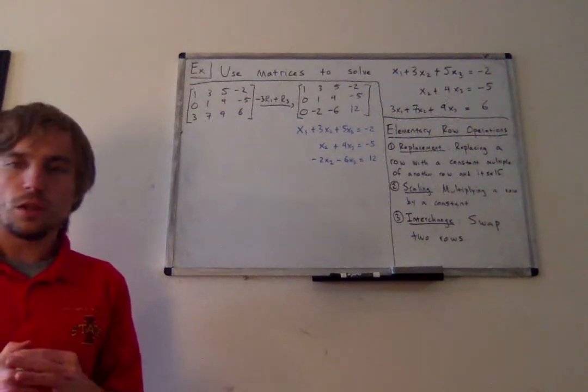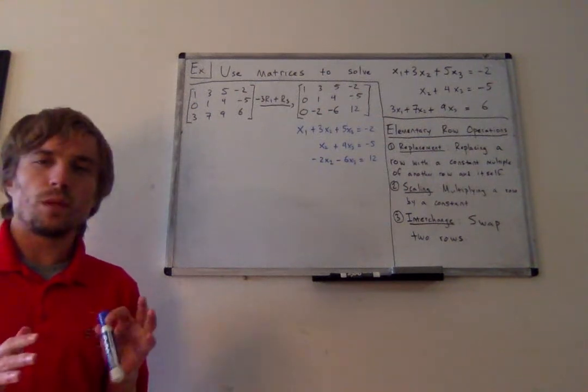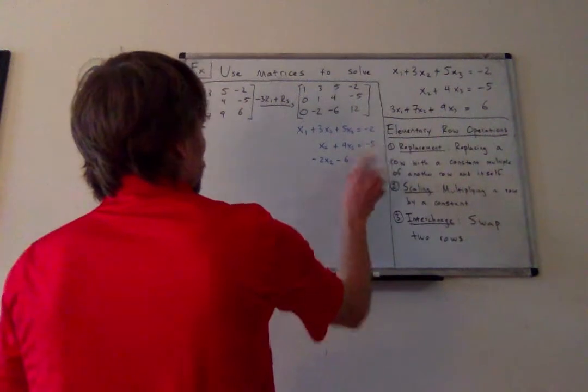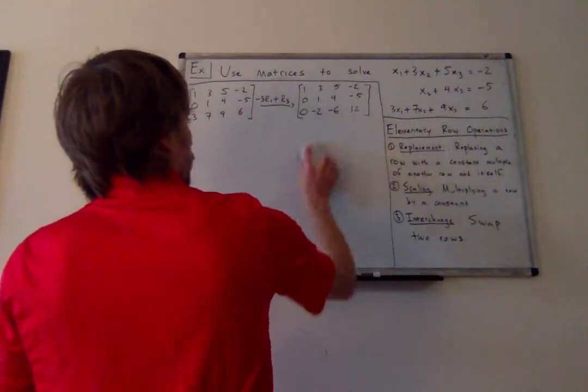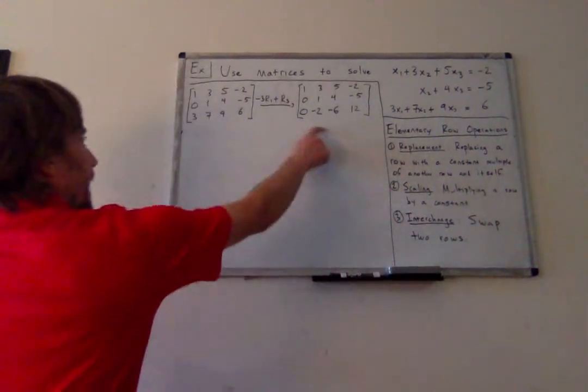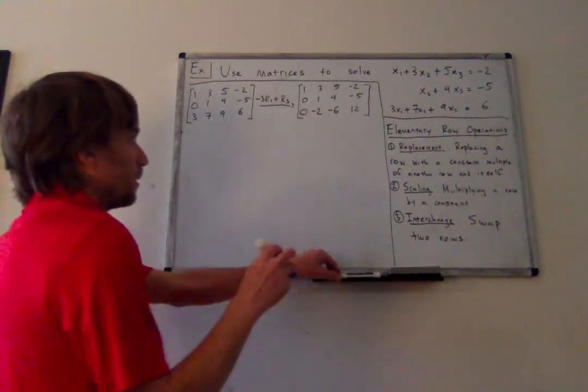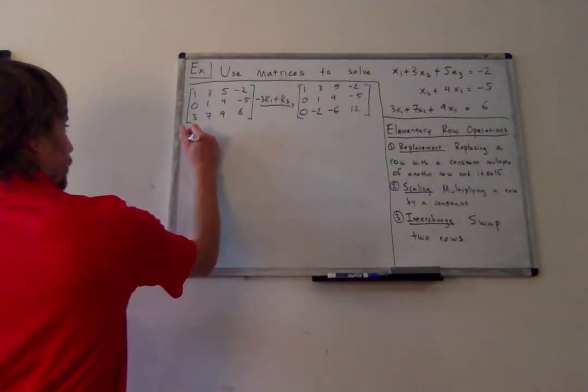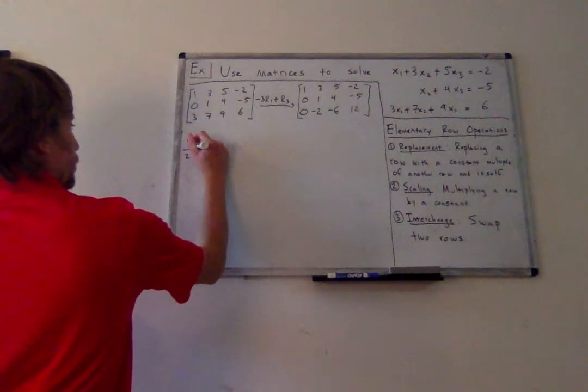But maybe if we do another row operation or two, we might be able to uncover the solution a little easier. So next I'm going to divide everything in row 3 by 2. This is equivalent to multiplying row 3 by 1/2.